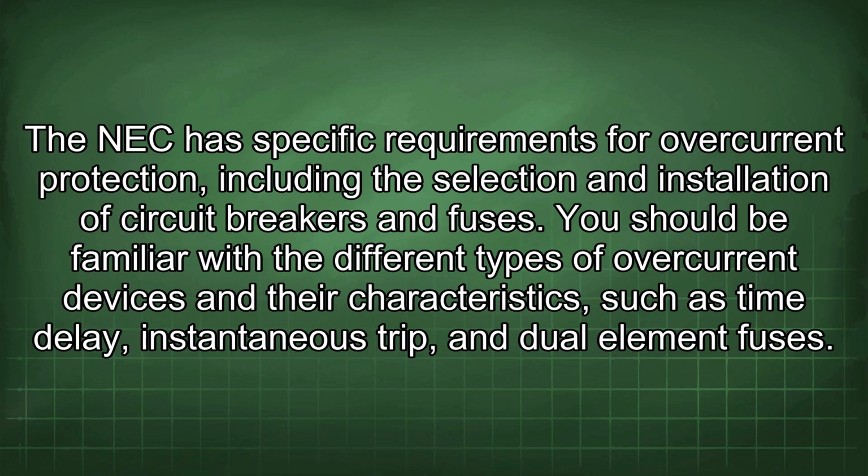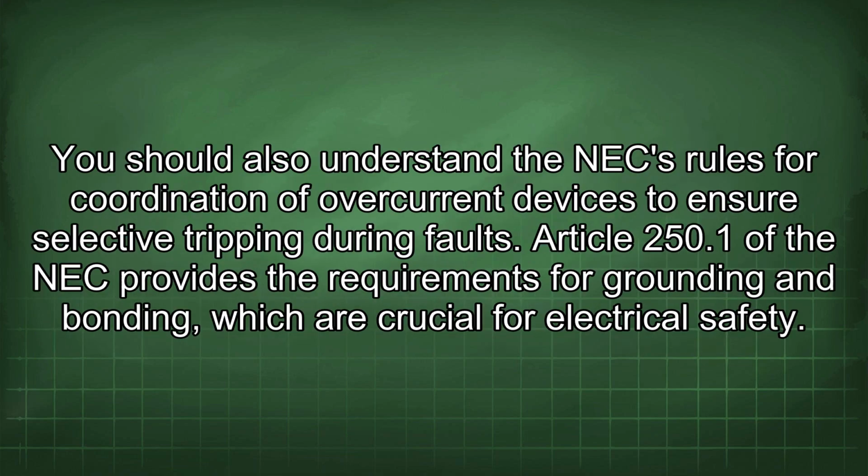The NEC has specific requirements for overcurrent protection, including the selection and installation of circuit breakers and fuses. You should be familiar with the different types of overcurrent devices and their characteristics, such as time delay, instantaneous trip, and dual element fuses. You should also understand the NEC rules for coordination of overcurrent devices to ensure selective tripping during faults. Article 250.1 of the NEC provides the requirements for grounding and bonding, which are crucial for electrical safety.